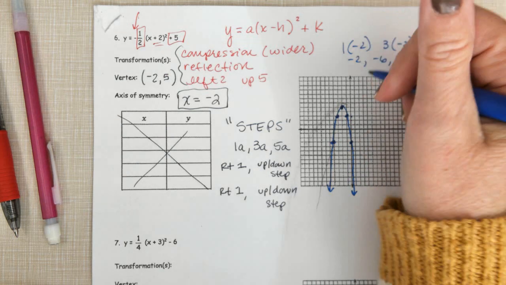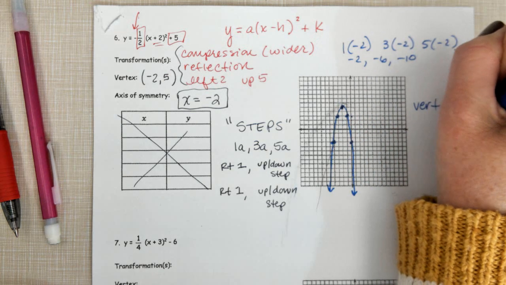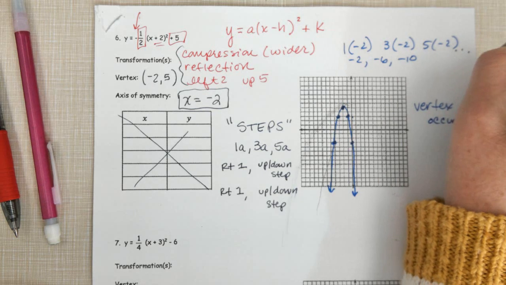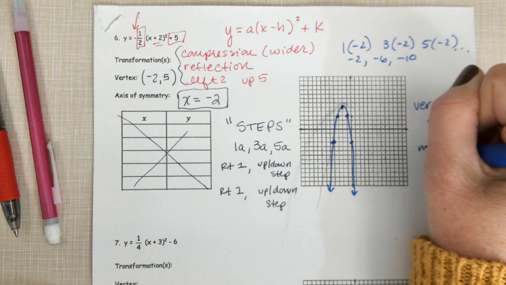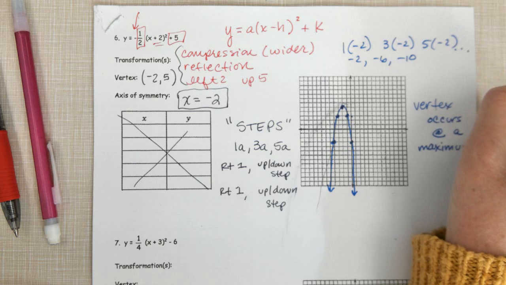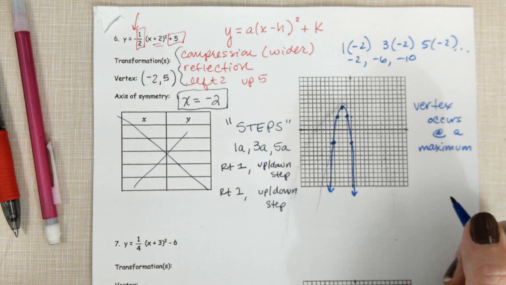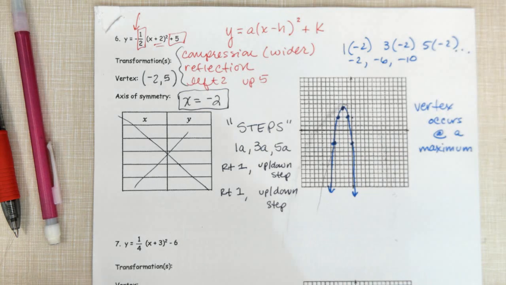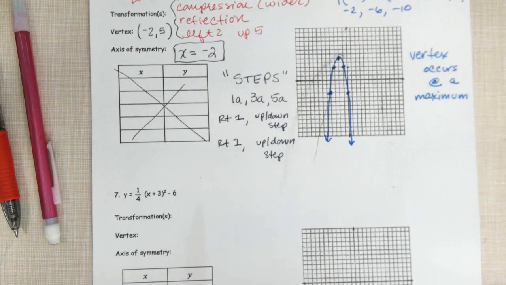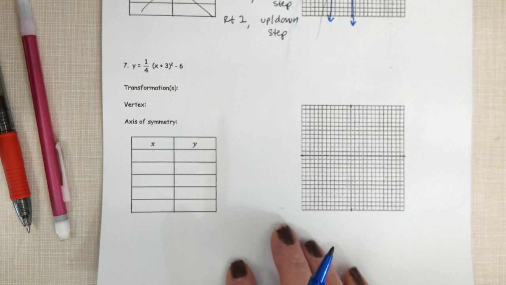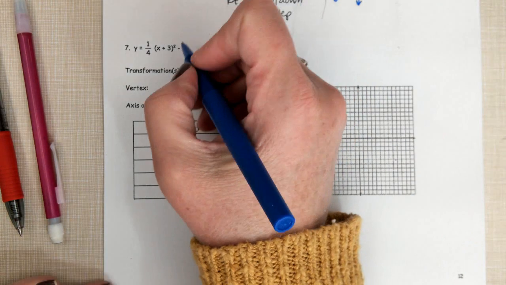All right, so this vertex occurs at a maximum. Okay? Occurs at a maximum. Why? Because it's at the top. Okay, I'm going to kind of scoot along, otherwise this will be an hour-long video, and I don't want that. But again, anytime you want to pause, you can pause.